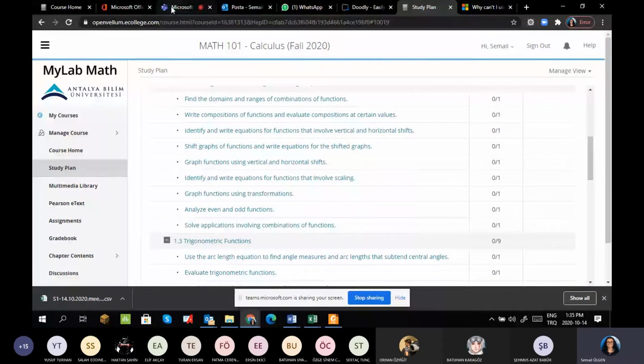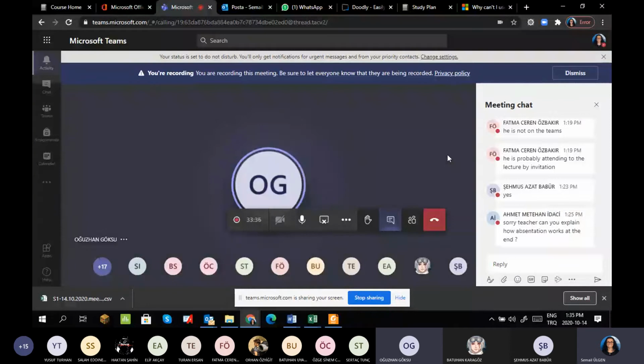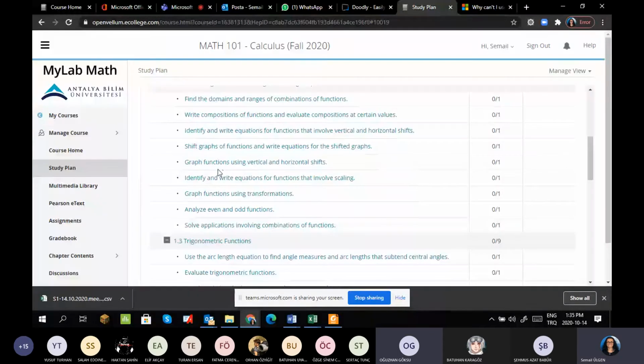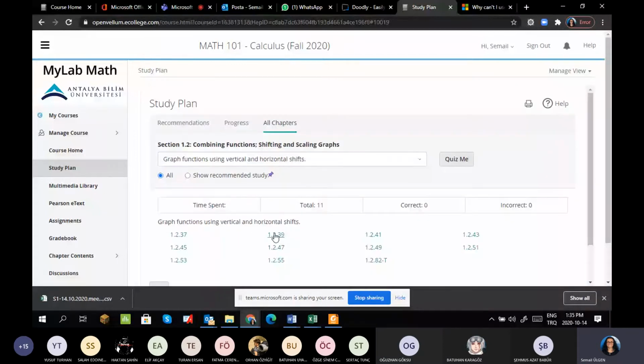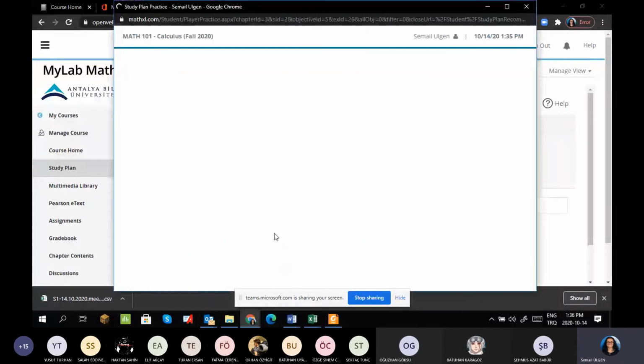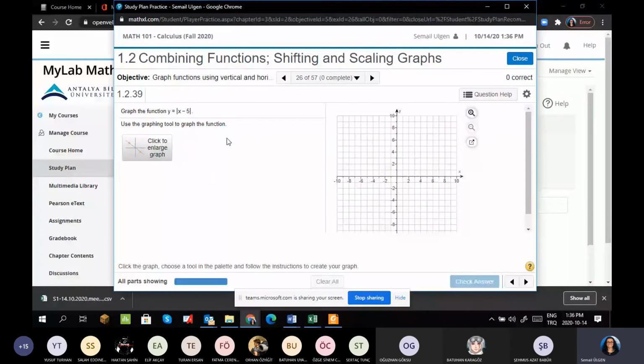Just choose very quickly. You can write if you want. Teacher, it can be shifting. Okay, shifting. Let's do the shifting. Especially a graph function using vertical and horizontal shifts. Okay, let's do that. Let's choose one of them. Arbitrarily. When you work, you can just start from the beginning if you like, but I just picked anyone.